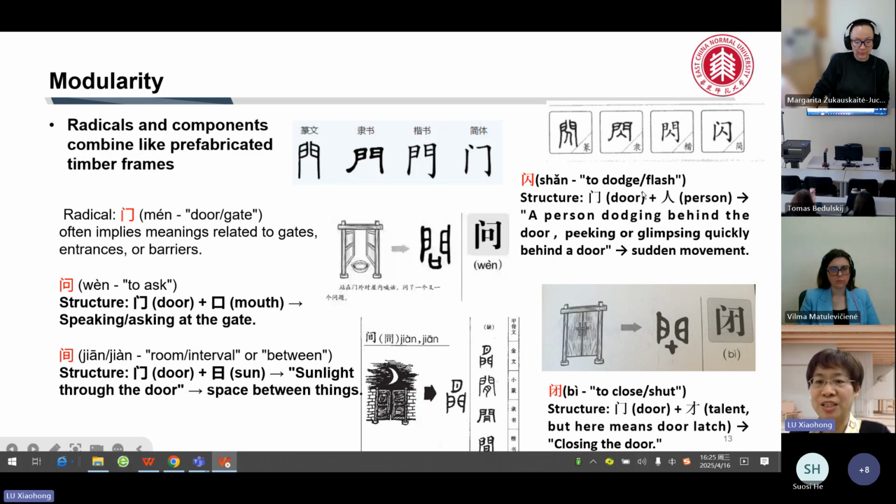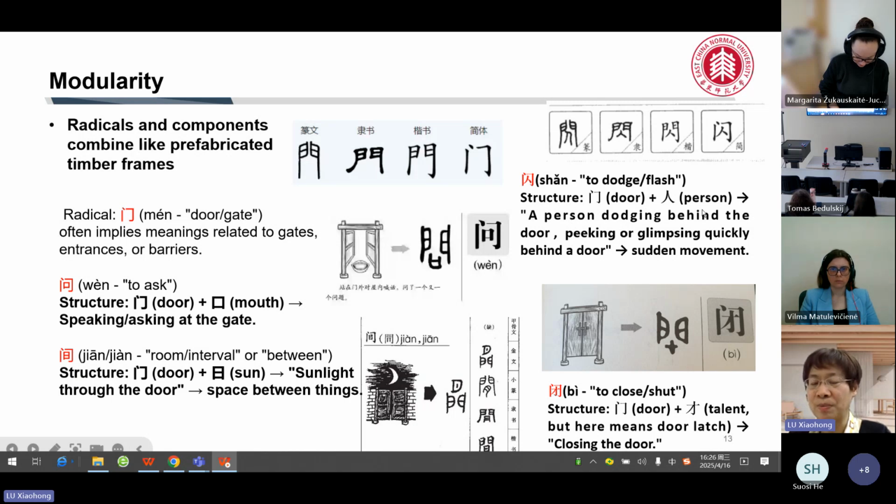Now, another word, 闪. Here is a door, and inside is a person. This is the seal script, and you can see it did not change a lot. Here, this is the simplified one. This is the regular script. So here's 闪. When a person appears at the door, it means he moves very quickly.